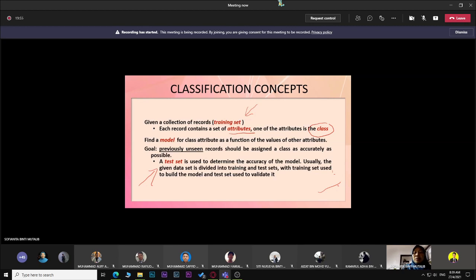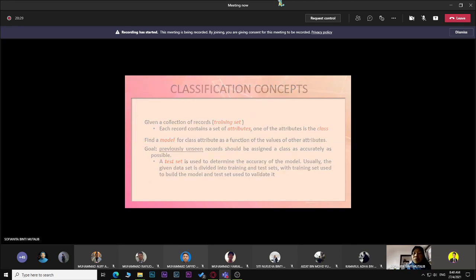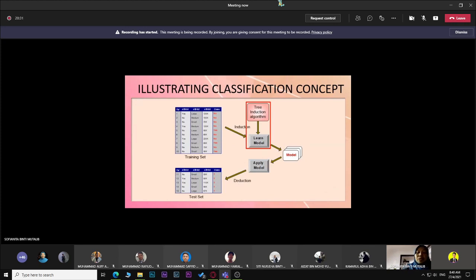What classification actually does is find a model, which could be defined as a function, to differentiate these objects in the data. The collection of records will be split into two sets, which are the training set and the test set, and this test set will be used for checking the accuracy.